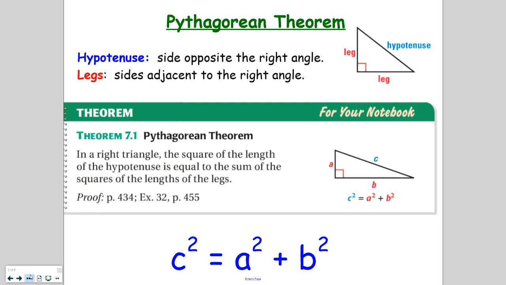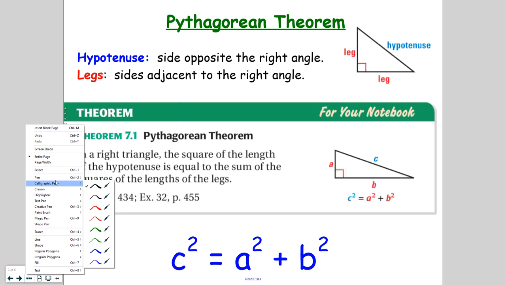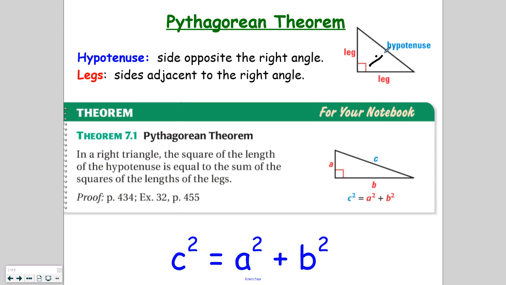Oops, got to bring up my tools. Let's go with the regular pen. There we go. So the side opposite of the right angle is the hypotenuse, whereas the other two sides are the legs. Those are the sides that are adjacent to the right angle. The hypotenuse in a right triangle is always going to be that side that's opposite that right angle.